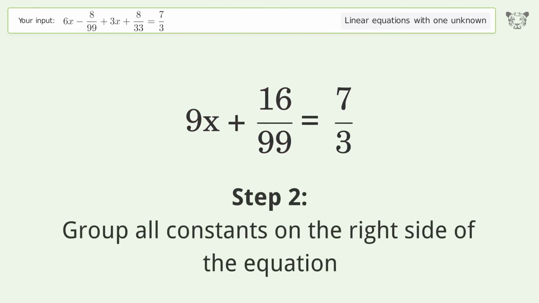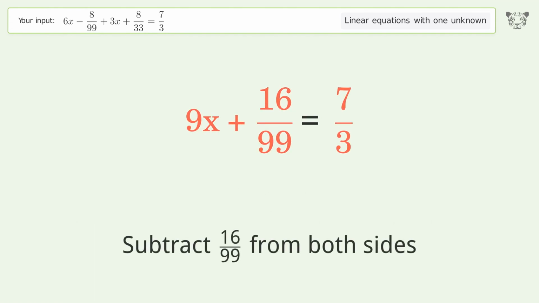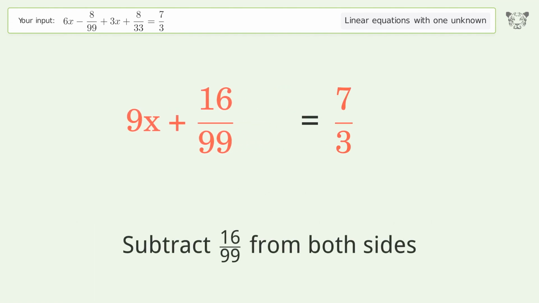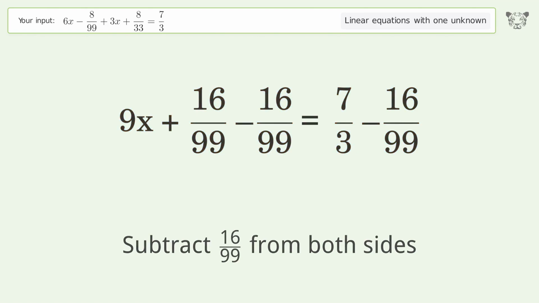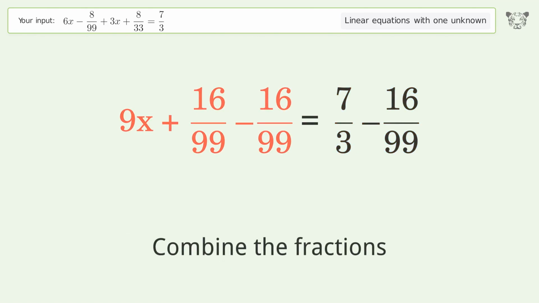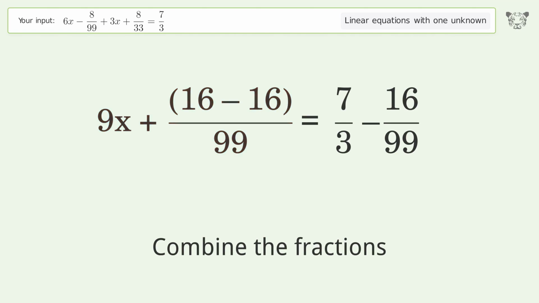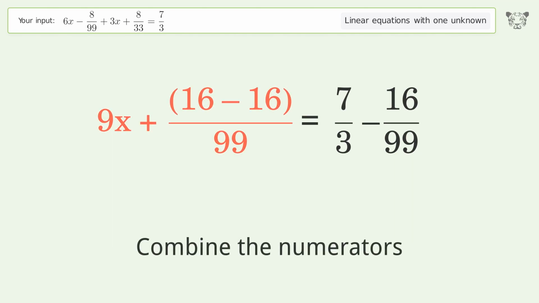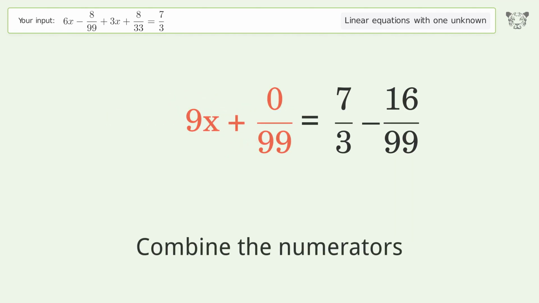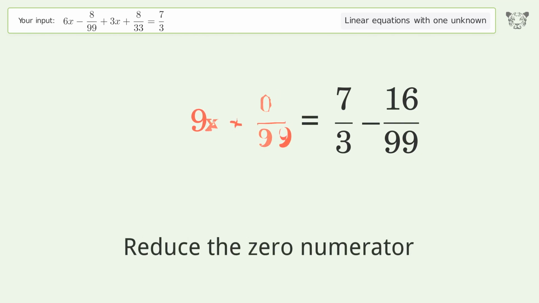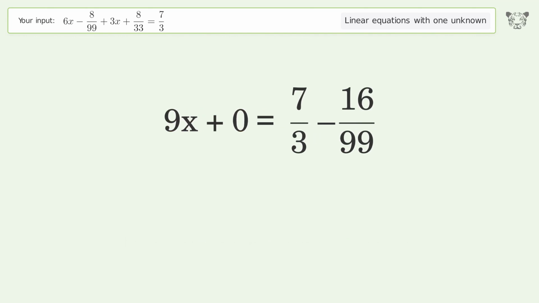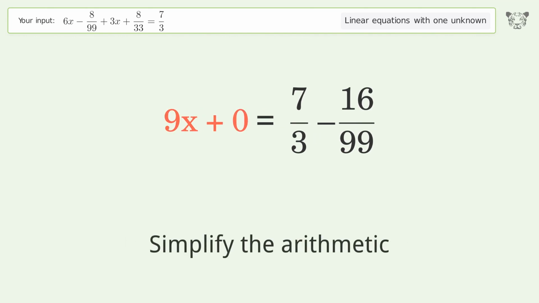Group all constants on the right side of the equation. Subtract 16 over 99 from both sides. Combine the fractions. Combine the numerators. Reduce the zero numerator. Simplify the arithmetic.